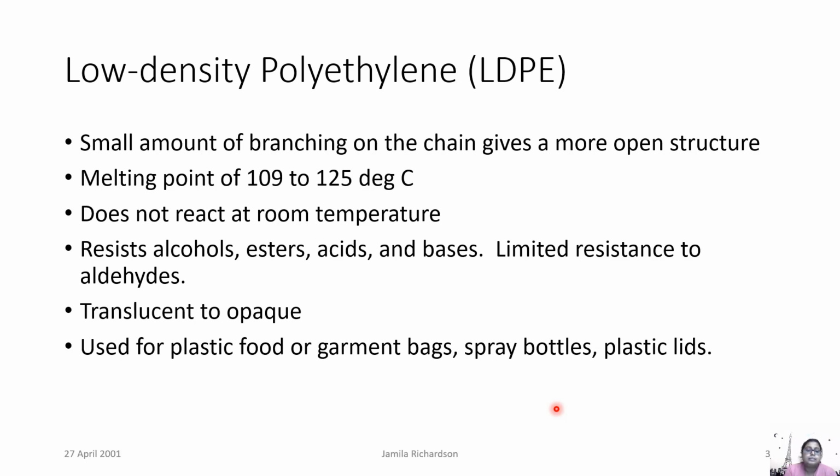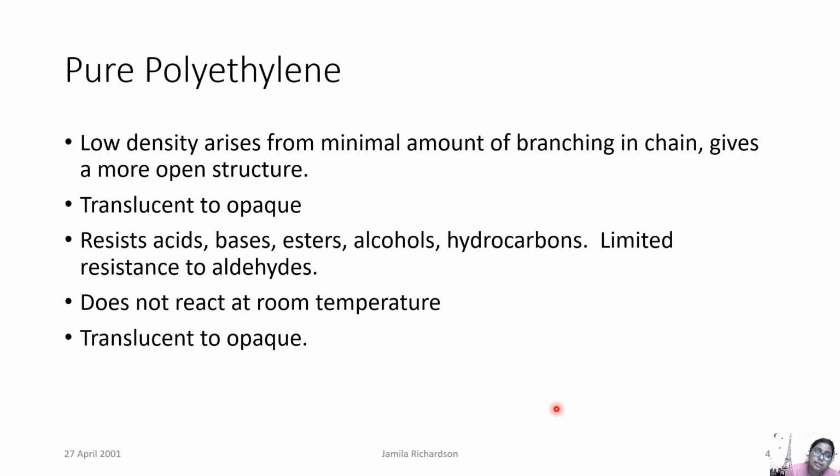In the case of low density polyethylene, the small amount of branching on the chain gives a more open structure, and it does not react at room temperature. It also resists alcohols, esters, acids, and bases, with limited resistance to aldehydes. It can be translucent to opaque, and it is used for plastic food or garment bags, spray bottles, plastic lids, etc. So, low density arises from a minimal amount of branching in the chain, which gives a more open structure.